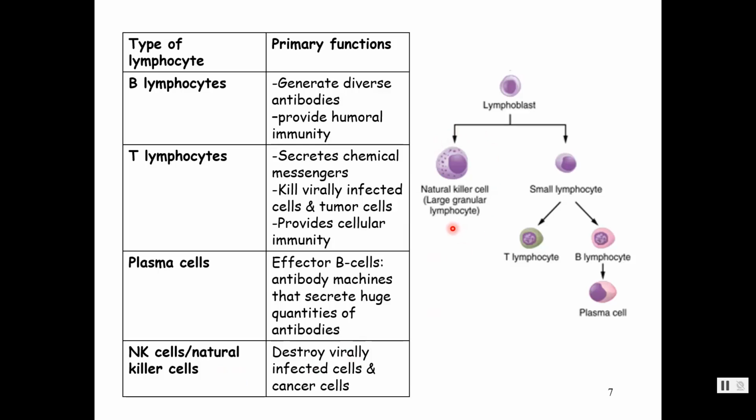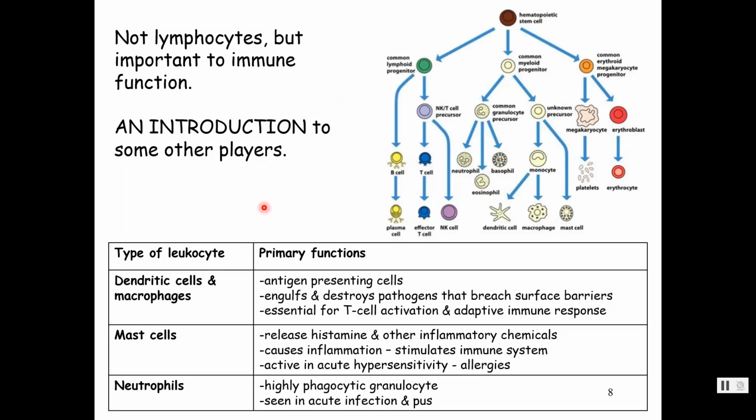They are part of the innate immune system, so they don't have memory like T lymphocytes, but they kind of do the same thing. They're going to destroy virally infected cells and cancer cells. We discussed neutrophils, eosinophils, basophils. We talked about monocytes and macrophages.